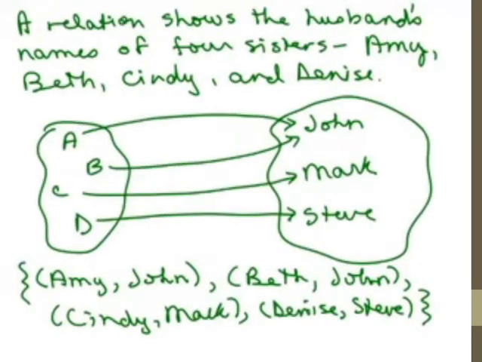You should be able to figure out what the domain and range is. The domain would be Amy, Beth, Cindy, and Denise, right? That's the input. And the range would be just John, Mark, and Steve. I could write those out, but hopefully you're getting the idea.